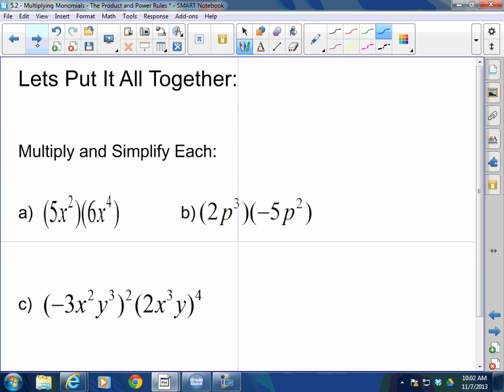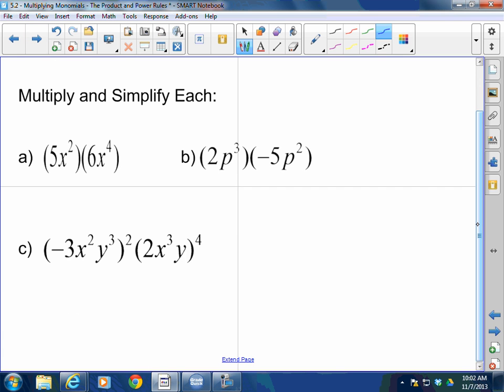Now we're going to just put it all together. It's no big deal. I've got 5x squared times 6x to the 4th. So am I multiplying or am I raising to a power? I'm multiplying. So what's 5 times 6? 30. X to the 6th. Done. Here, what's 2 times negative 5? Negative 10. P to the 5th. When you multiply the same base, you add the exponents.